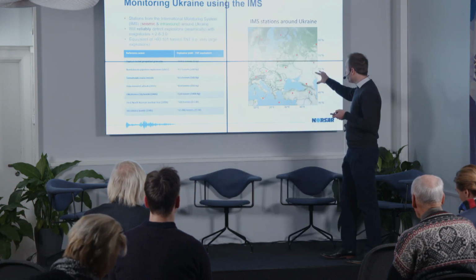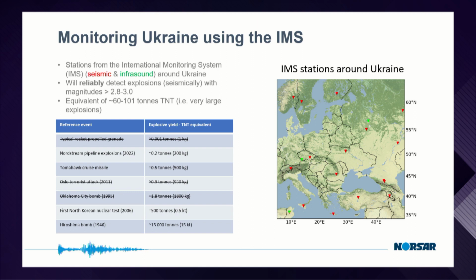So if we zoom in around Ukraine and look at what stations are available from this international network, we can see that we do have some infrastructure there. But again, is this good enough to pick up the sort of explosions that we want to pick up? Well, we can calculate what sort of detection level we can get using these sensors.